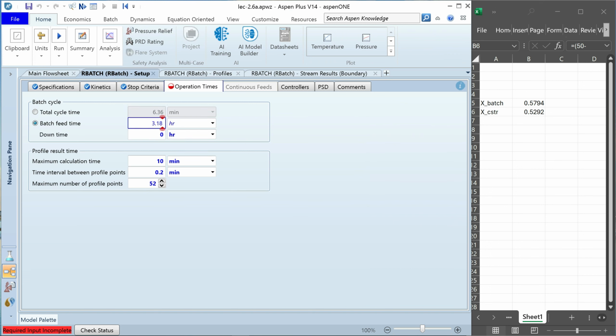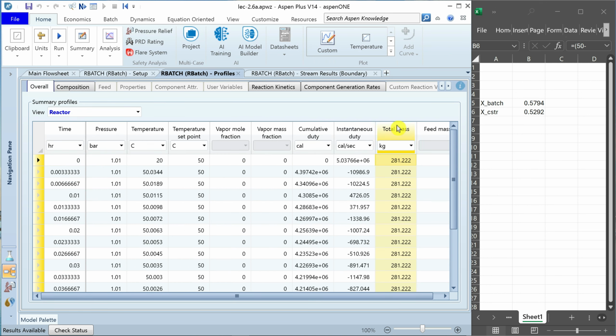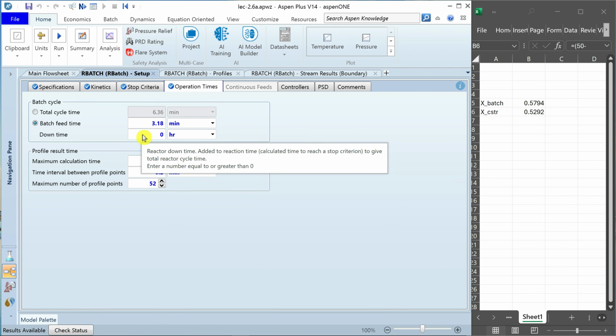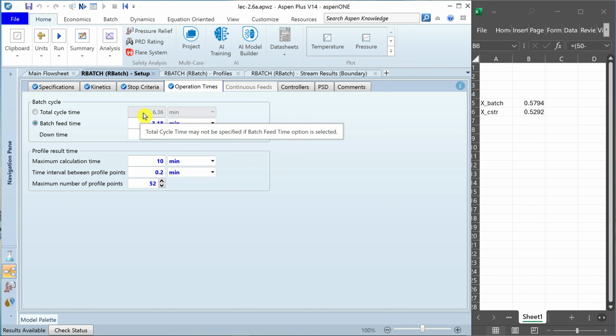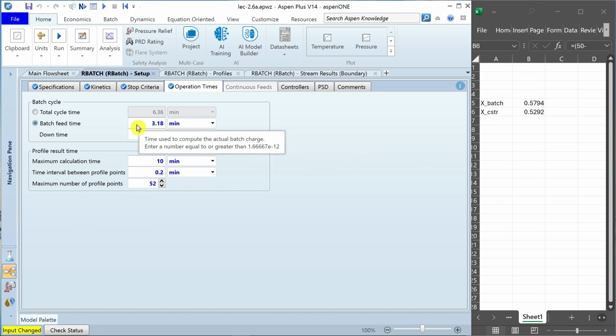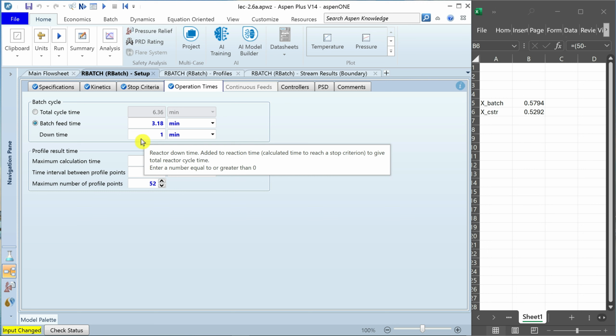Keep the batch feed time originally the same as 3.18 minutes and run the simulation. Look for the results. The total mass accumulated inside the reactor is still the same, and the conversion is the same. So batch feed time with no downtime is exactly the same as that of total cycle time. What if we consider 1 minute as the downtime? That means for every cycle, it will take 3.18 minutes to charge the reactor, then process the reaction mixture for again 3.18 minutes, and then takes 1 minute to discharge or unload the product.